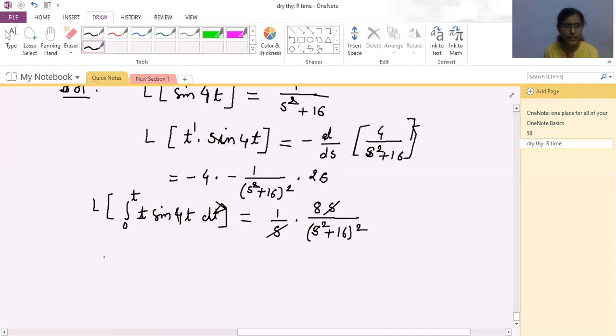Okay, and then it is multiplied by e raised to power minus 3t.